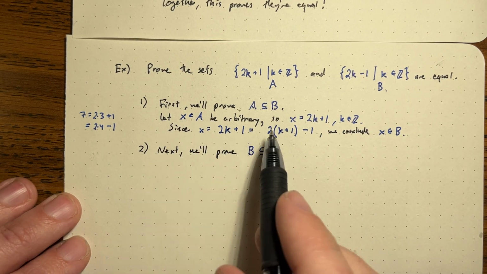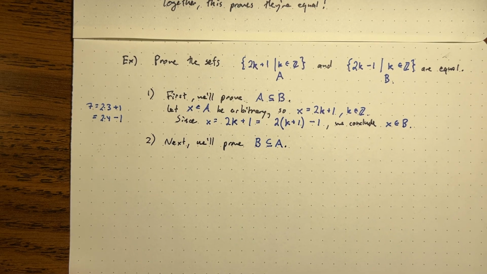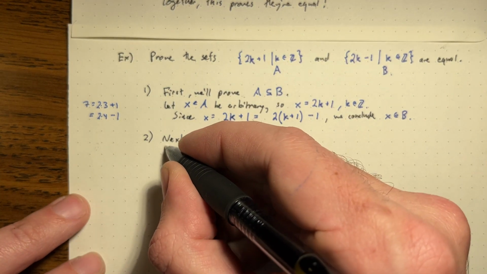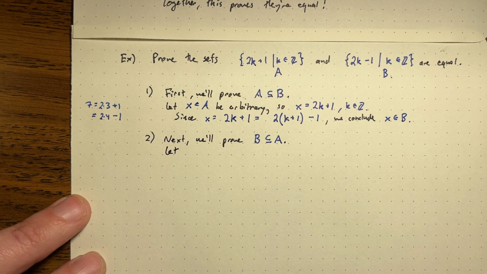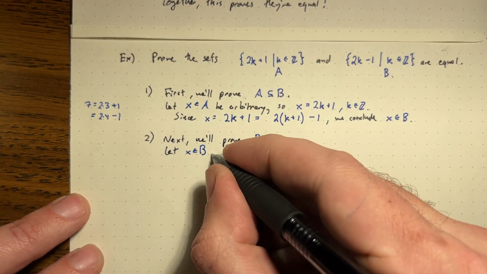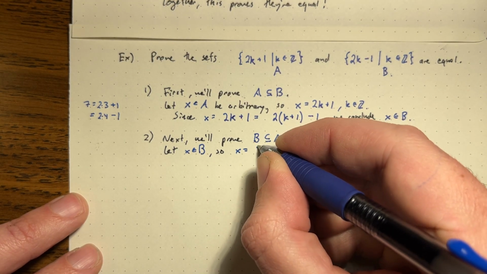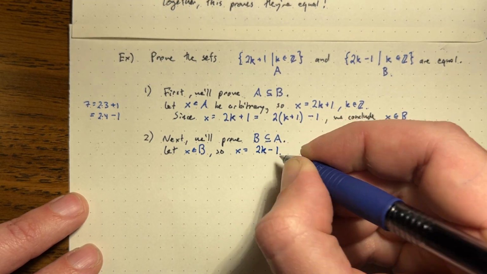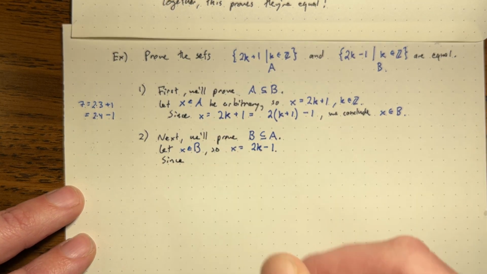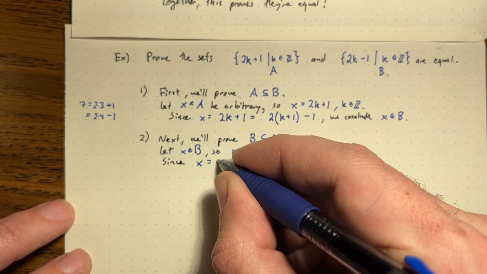Notice I'm kind of giving a guide to the reader. If someone's going to read this, just to show exactly what I'm doing. Otherwise, they might be confused by this. So I will let x be in B, which means x is of the form 2k minus 1. I need to show it's of the form 2k plus 1. But we can probably just duplicate the same argument.